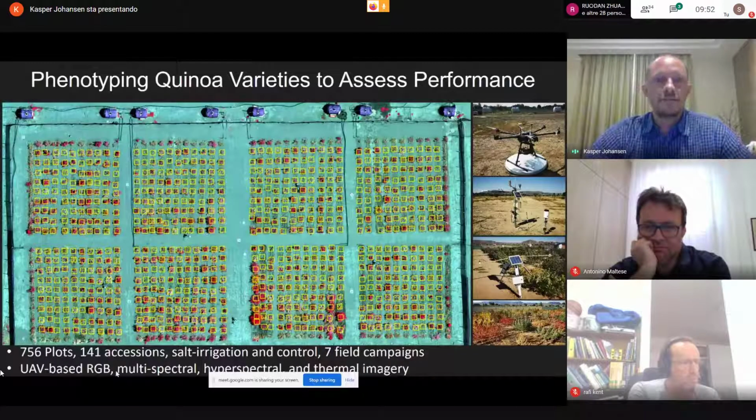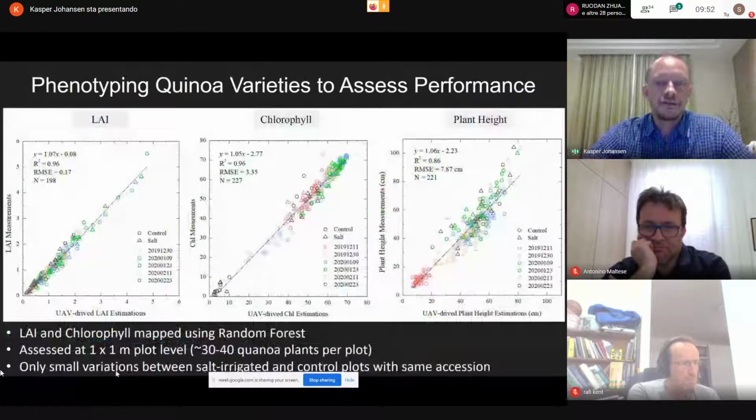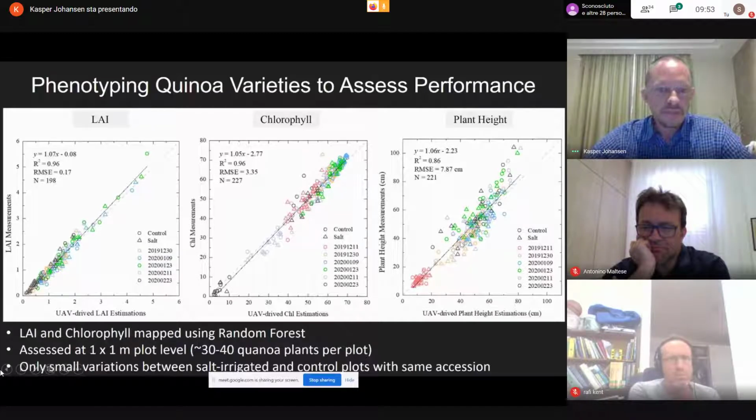The results are still pretty preliminary, but we had some pretty good results so far using all the flying dates and looking at LAI, or leaf area index, and chlorophyll, with very nice correlations between field measurements and those derived using a random forest modeling approach from the UAV data. Also, plant height using regression analysis is looking pretty good.